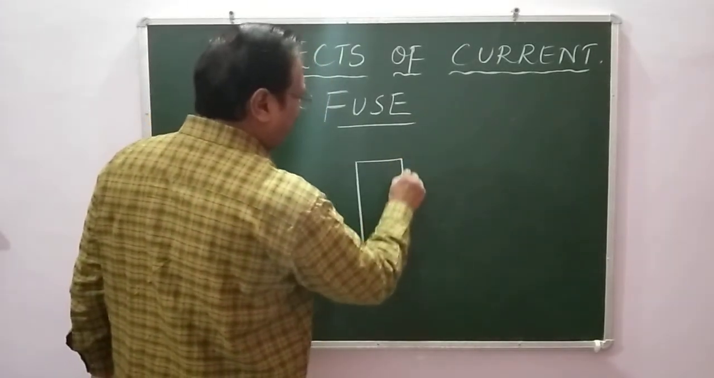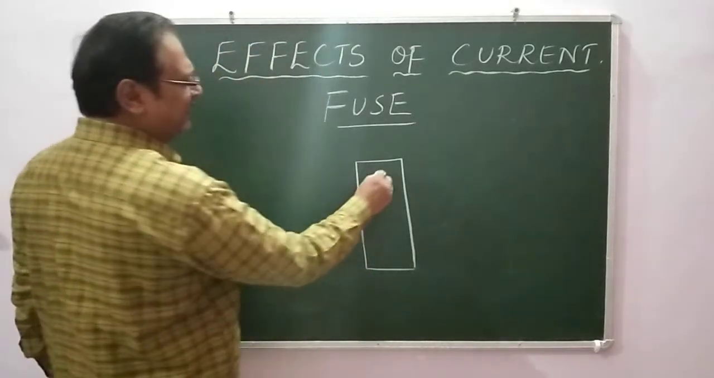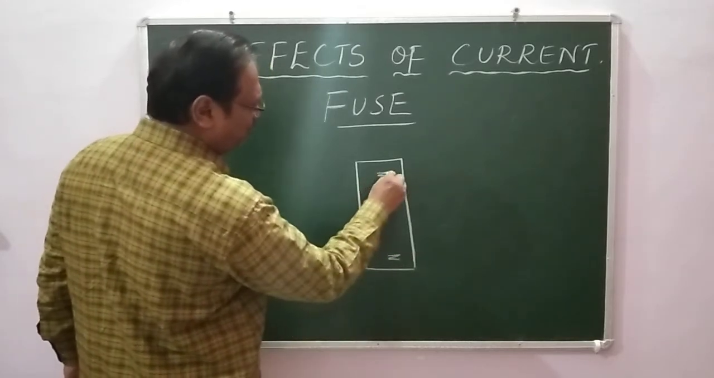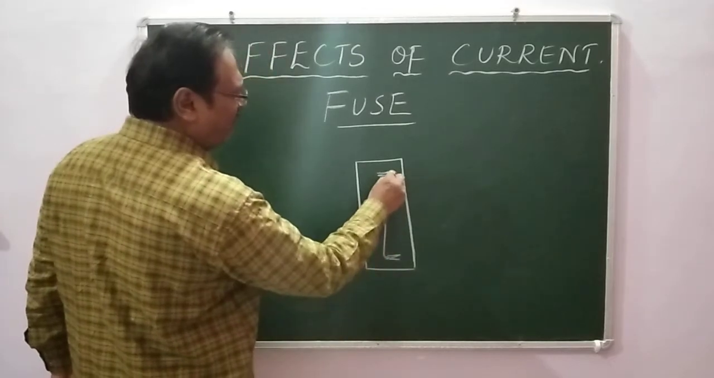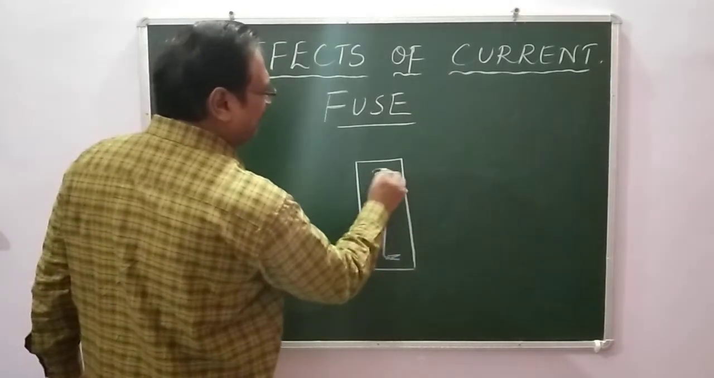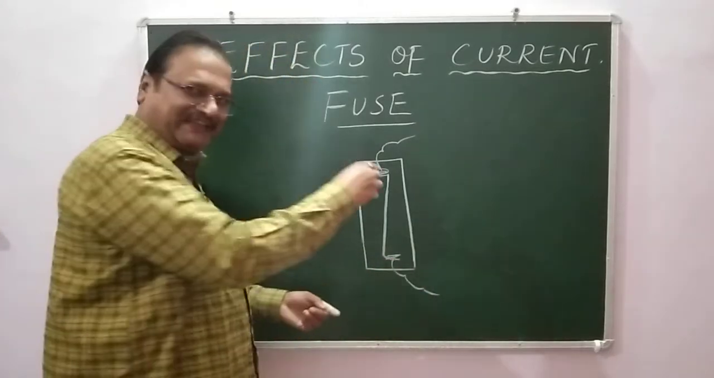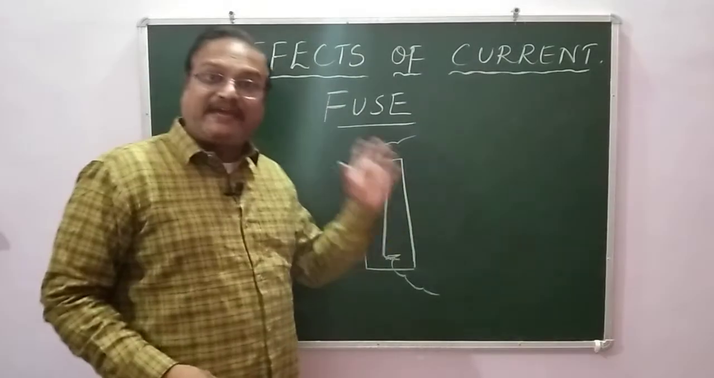A fuse, you will find a big fuse, like this it will be. Inside, metallic material will be there. And between these two, you will be connecting a small piece of thin wire. Right? And these are the terminals. It goes like this, and you plug it in and plug it out. Right? And this is having a base.